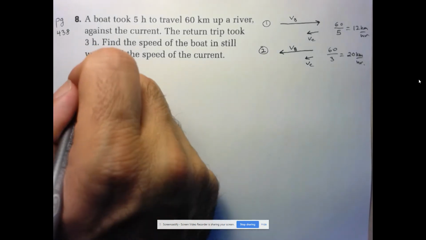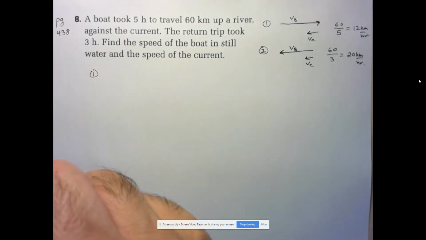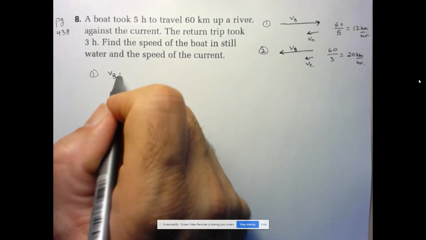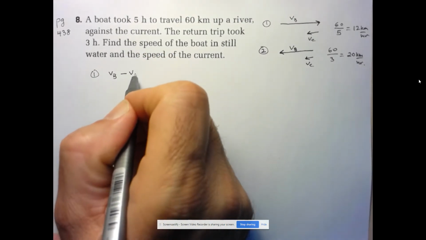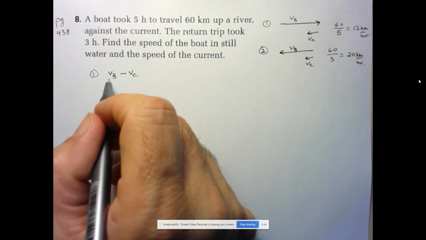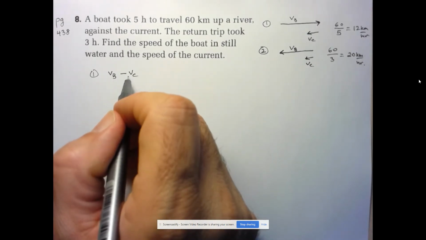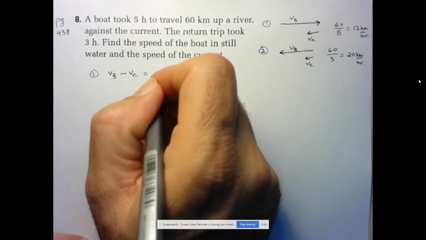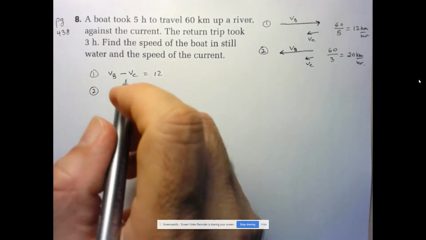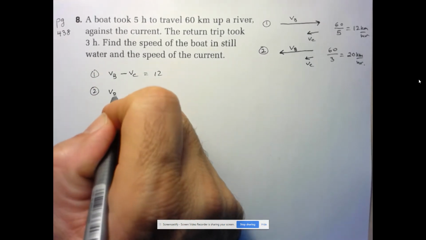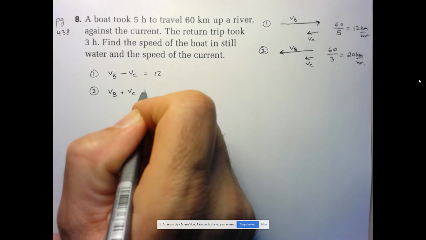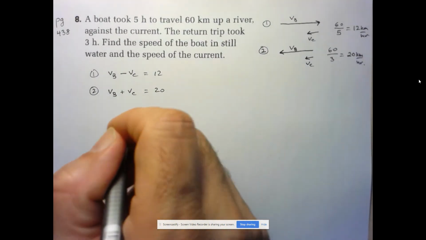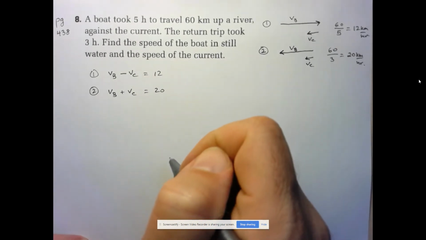Let's see what happens in scenario 1 when we're against the current. Here, the velocities are going to be subtracting. We take the velocity of the boat and subtract the velocity of the current, which is slowing you down, and that gives you a total velocity, remember, of 12. In the second scenario, you're going to be adding the velocities because the current makes you go faster. And when you add the two velocities, you get a resulting velocity of 20. And so here we have our system of equations. Let's solve it.